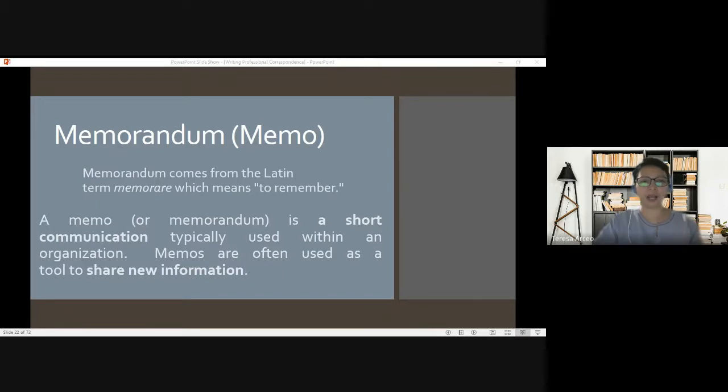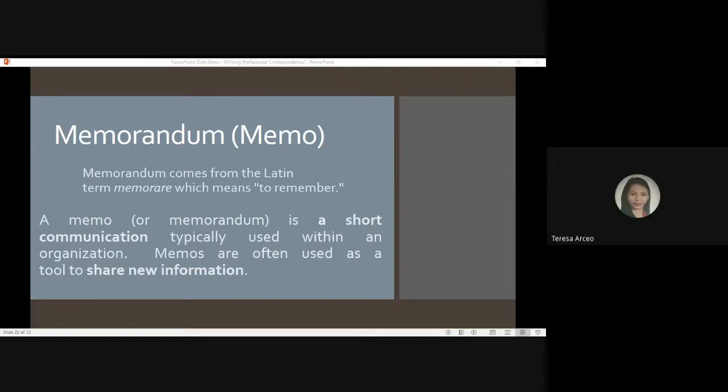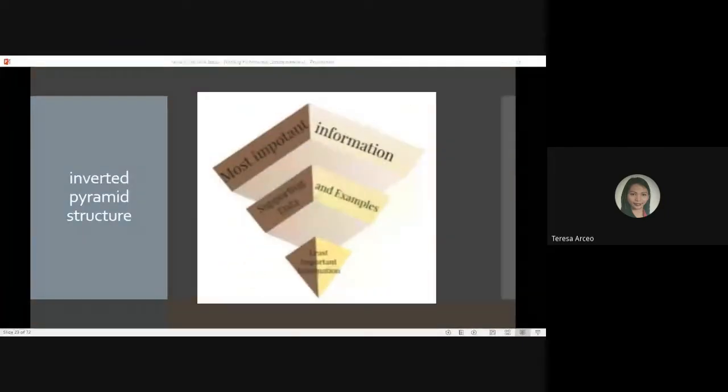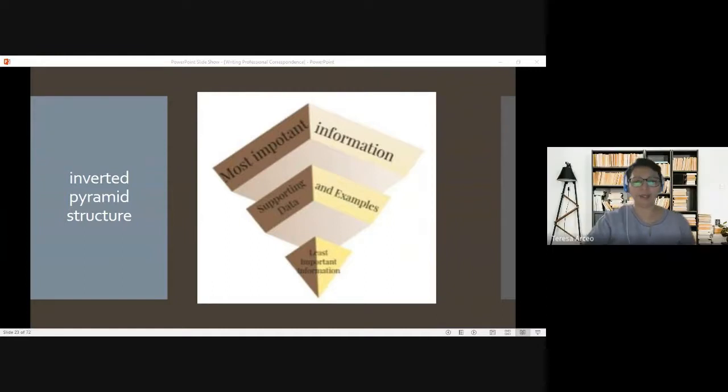Memos can come from higher officials of a company or can be a lateral communication between co-workers. When we say lateral communication, we refer to it as horizontal communication. This is done to save time and facilitate coordination. The pyramid in this slide talks about the memorandum, that it follows an inverted pyramid structure, which means that the most important information comes first.